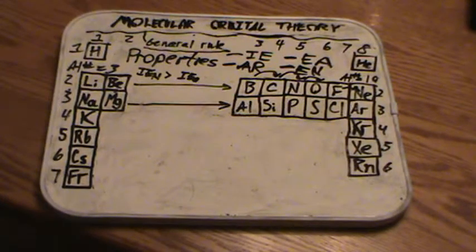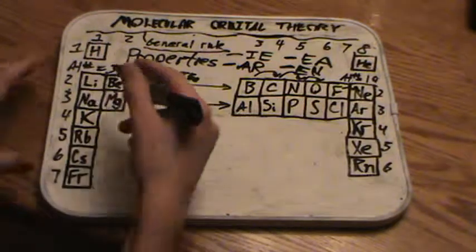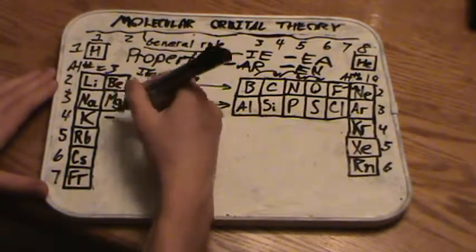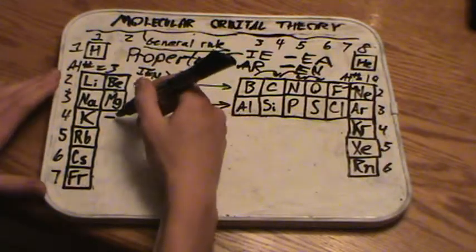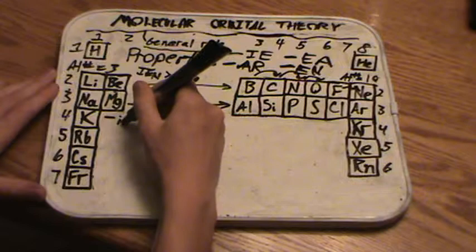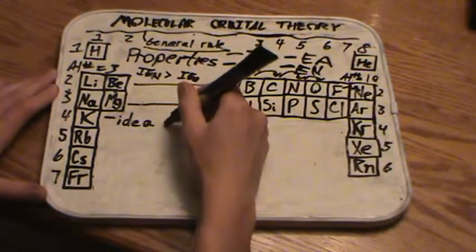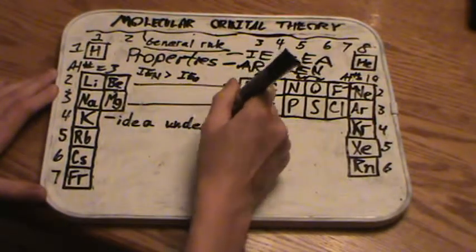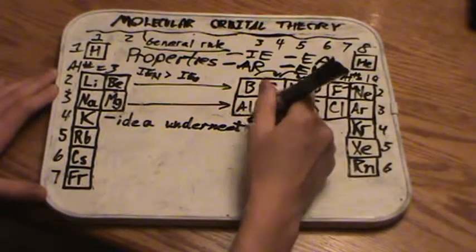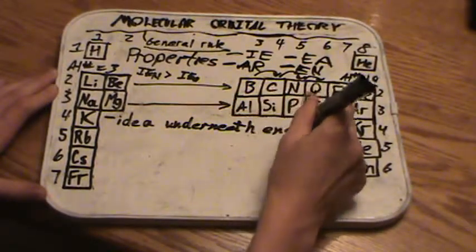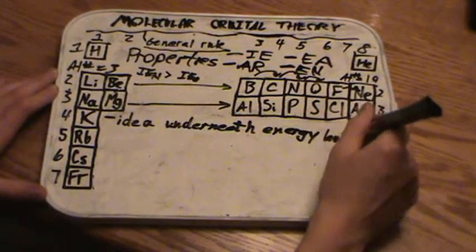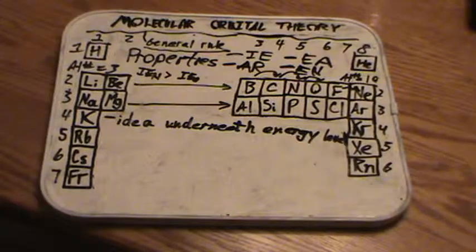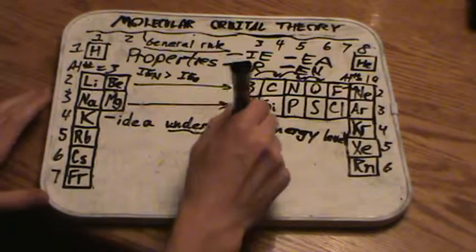Okay, so molecular orbitals. This is the idea, as I've discussed, of what is underneath the energy level. And this is why we are going to eliminate this idea of energy levels being circles today, because we are going to talk about what is underneath them as stated here.